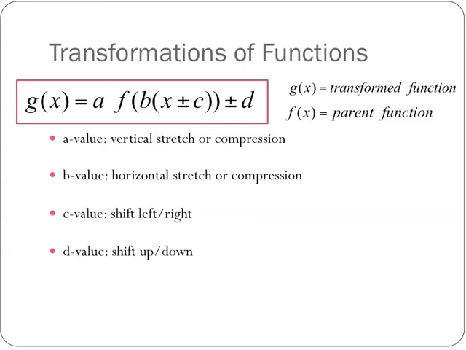Now what's not pictured here are any negatives that may show up. The negatives could be outside of the function or inside of the function. Both would be some sort of a reflection. We're going to go into each of these in more detail so you know exactly how it changes with respect to the A value or with respect to the B value and so on. So let's start with the A value.